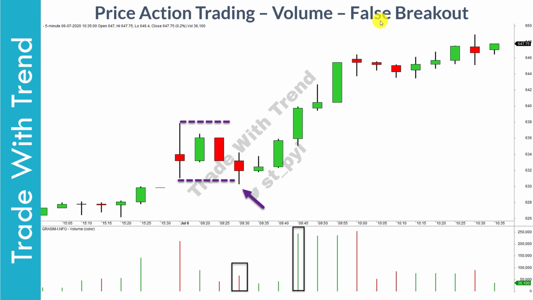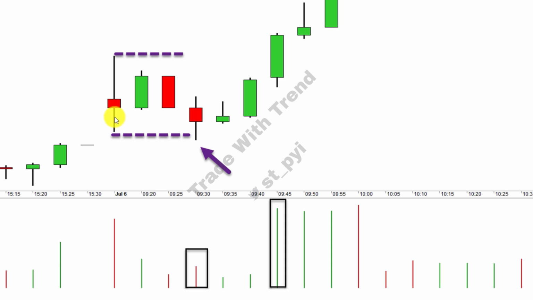So one more key role of volume is to help you identify false opening range breakout. Now this is the opening candle of the day. This is the 5-minute time frame chart. So this candle along with these two candles forms the opening range for the session. So this is the high point and this is the low point. Now the fourth candle tries to move below the low point of the day, that is below the opening range, but look at the volume activity.